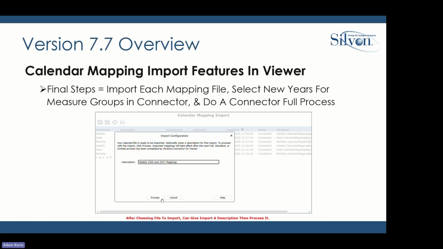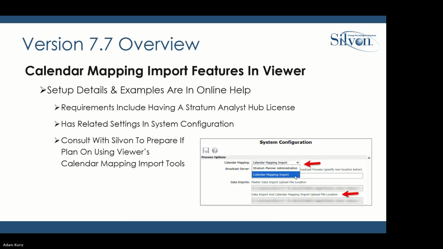So again, final steps: import each mapping file, select the new years for your measure groups and connector, and do a full connector process. And yeah, you've been able to get that new year added to your environment. There's some additional detail online, of course, in the help menus. You do need to have some things available in terms of getting some of this done, which includes having a Stratum Analyst Hub license and some of the related settings and system configuration as well.